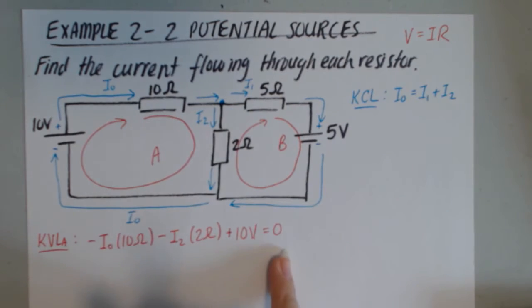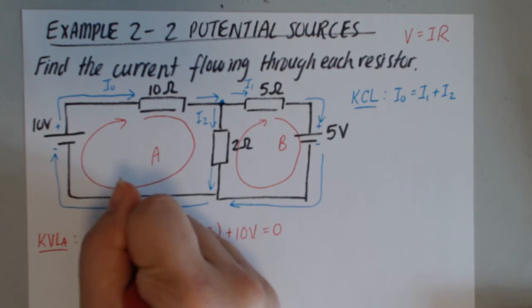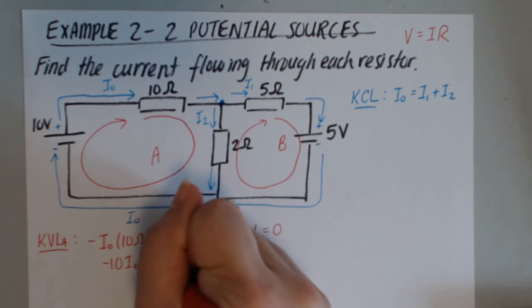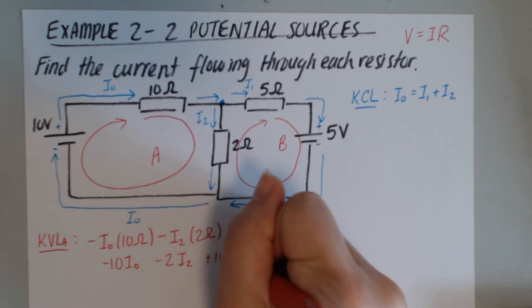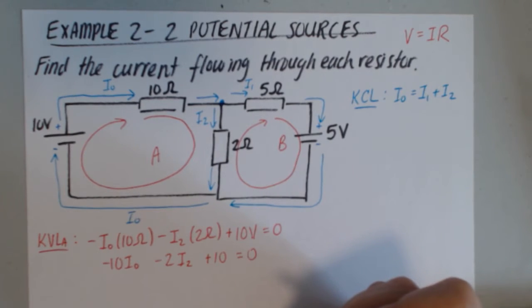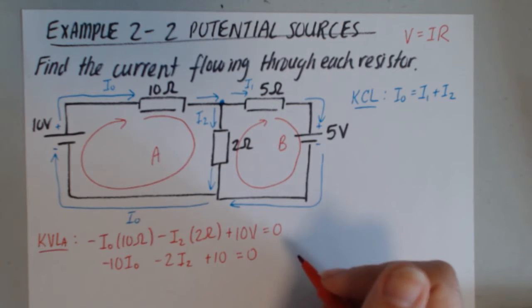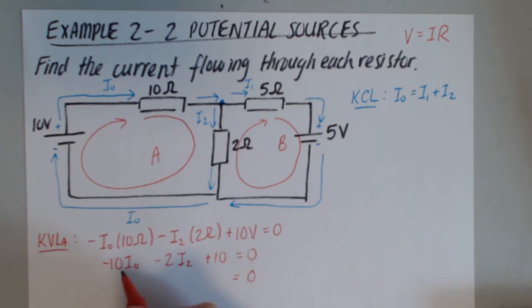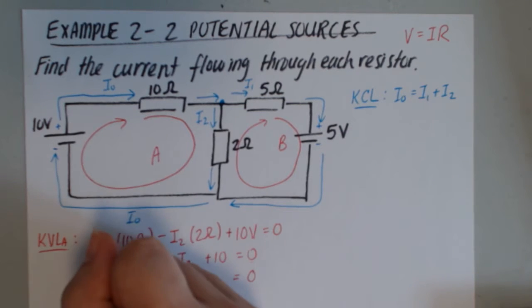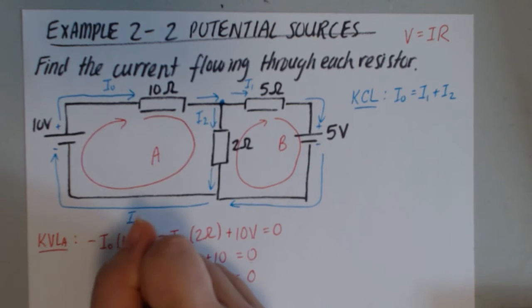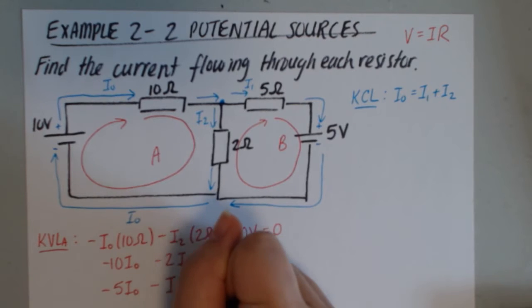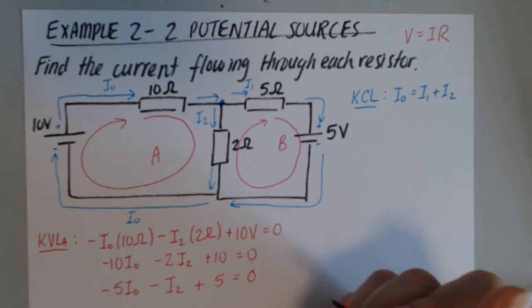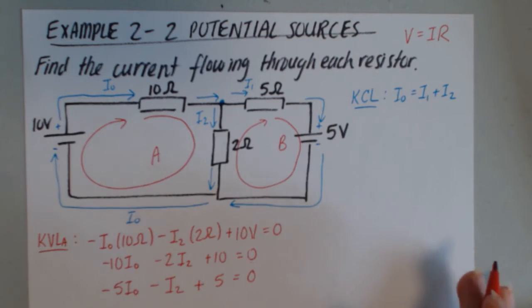Now I'm going to clean this up a little bit, so it's going to look like this. Minus 10 I0 minus 2 I2 plus 10 equals 0. Now I'm going to go ahead and divide both sides by 2. If I divide 0 by 2 on the right, I get 0, so that doesn't change. But if I divide the left side by 2, I have to divide each piece by 2. So I'm going to be left with negative 5 I0 minus I2 plus 5. That equation will come in handy later.